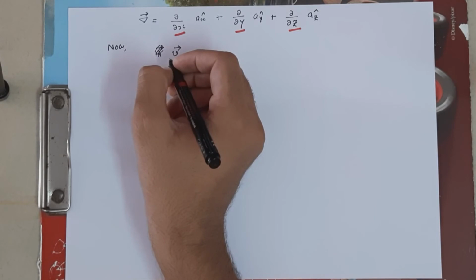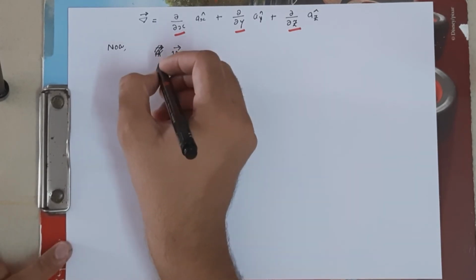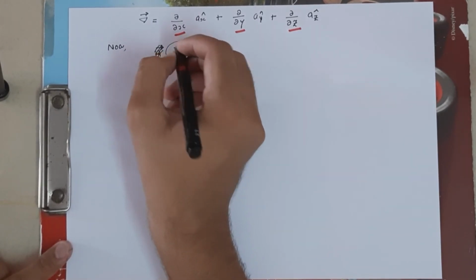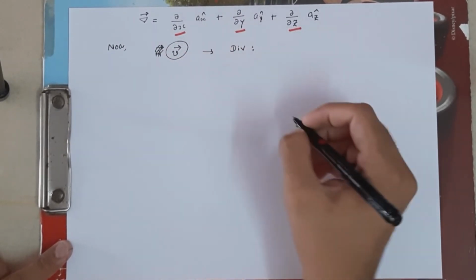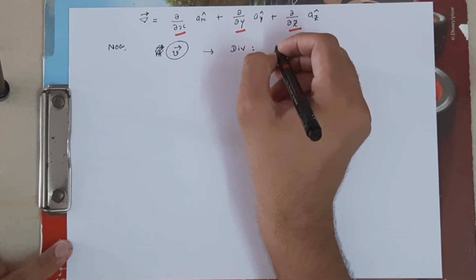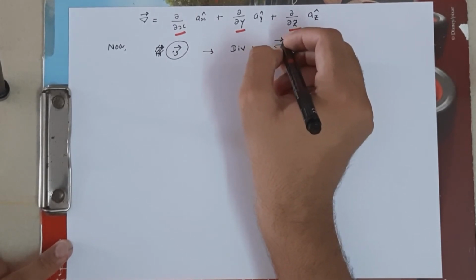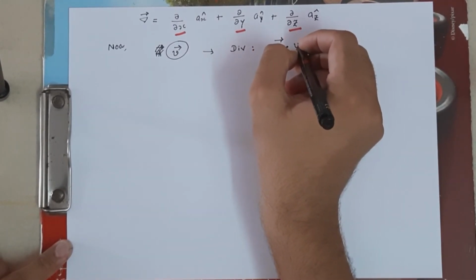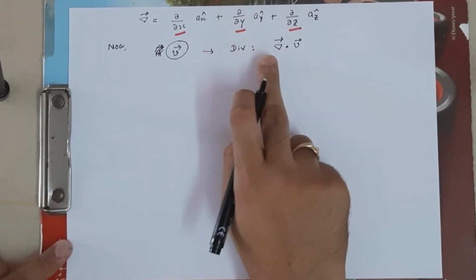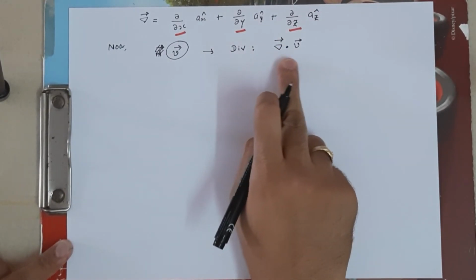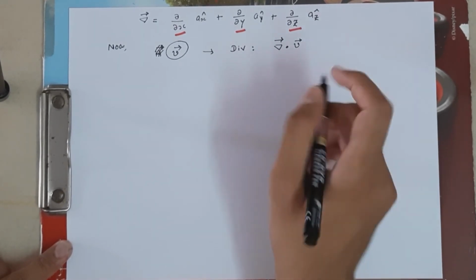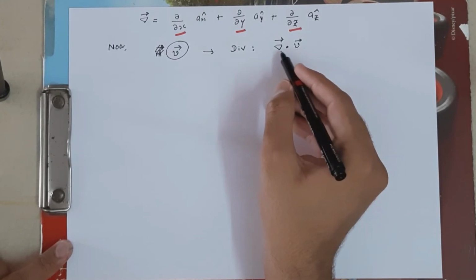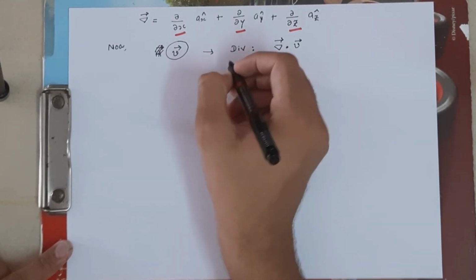So what is actually divergence? Consider the vector v. Divergence is change in magnitude of any vector, and mathematically divergence is nothing but the dot product of any vector quantity with the del operator. This operation is known as the divergence. I again repeat, divergence means the dot product of any vector quantity with the del operator.